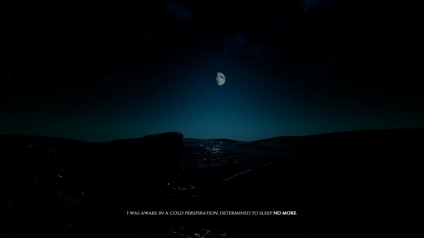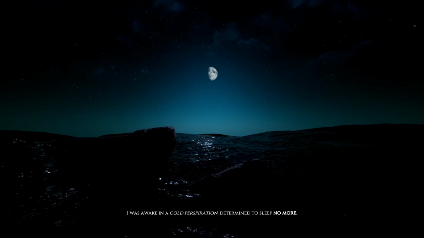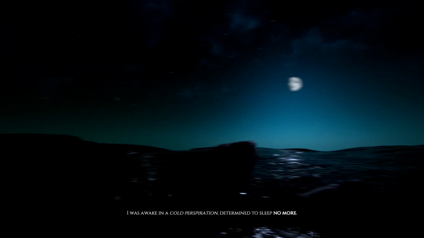I know not why my dreams were so wild that night, but ere the waning and fantastically gibbous moon had risen far above the eastern plain, I was awake in a cold perspiration, determined to sleep no more.